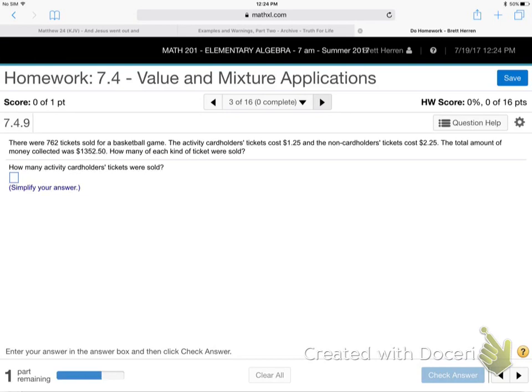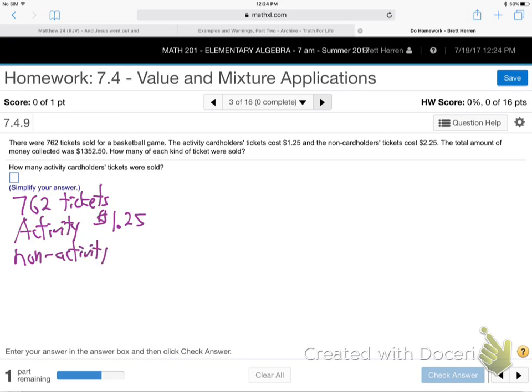Okay, 762 tickets. Activity cardholder tickets cost $1.25. The non-activity cardholder tickets cost more. If you don't have an activity card, you pay more. $2.25. Total amount of money is $1352.50.